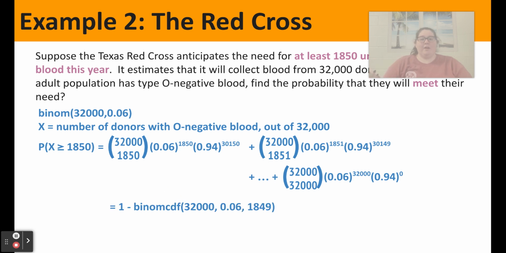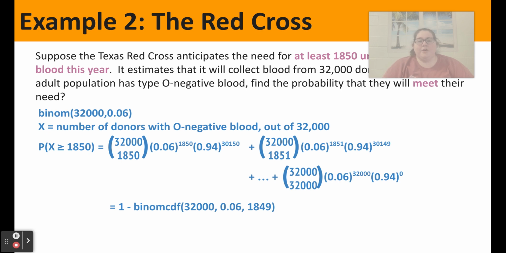So this is where I want to think, okay, if I figure out what I don't want, so if I want 1850 or more, then I don't want 1849 or less. 1849 or less means they don't meet their need. So if I find that probability and then do 1 minus that, I'm left with what I do want. So that's what I'm going to do. I'm going to go to Binom CDF to figure out what I don't want.